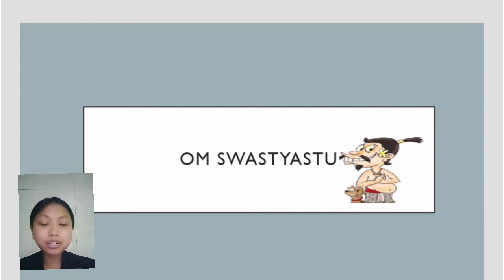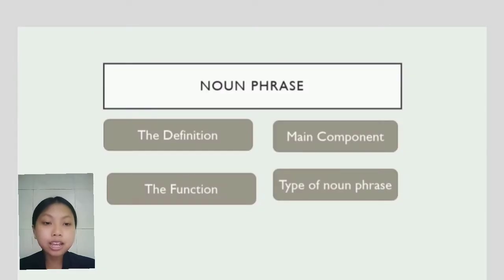So in this material, it consists of four parts. The first one is the definition of a noun phrase, and then its function. The third one is the main component of a noun phrase, and the last one is the type of noun phrase. Okay, let's move to the first part.